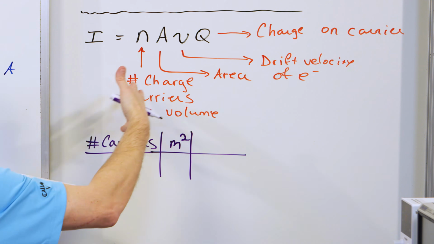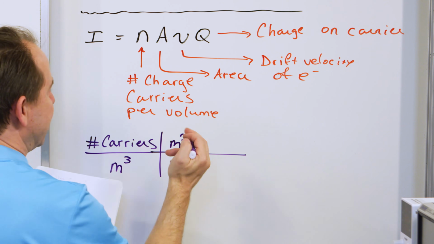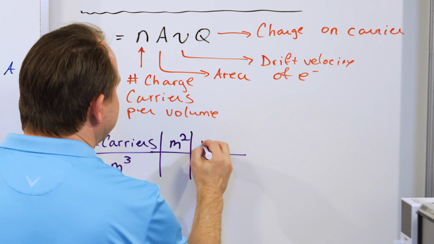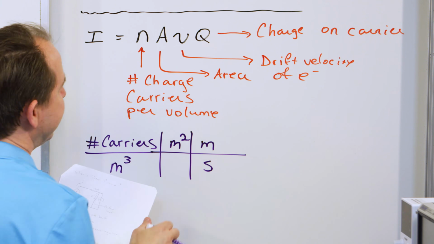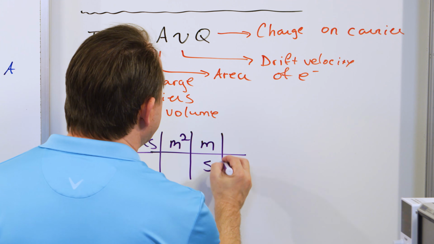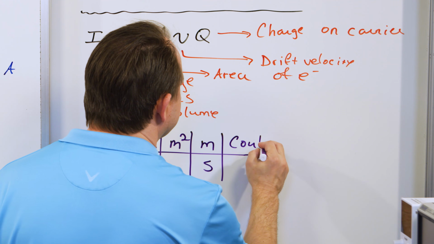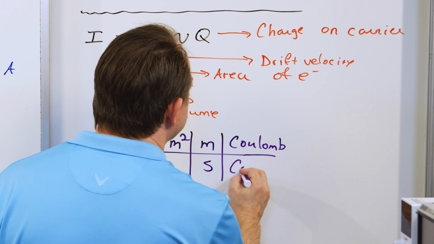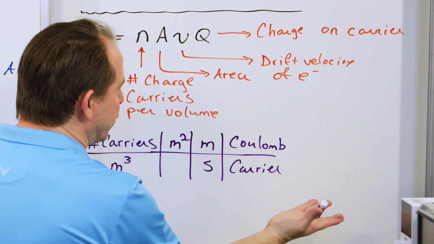And then the velocity of the electrons as a group, as an aggregate, is in meters per second. So the unit of velocity is meters per second, right? And then Q is the charge on each carrier. But the charge on each carrier is coulombs per carrier. I mean, that's what it is, right? It's how many coulombs exist on one electron.